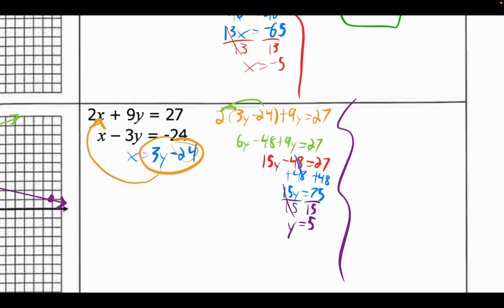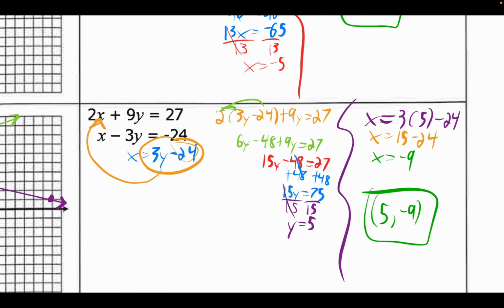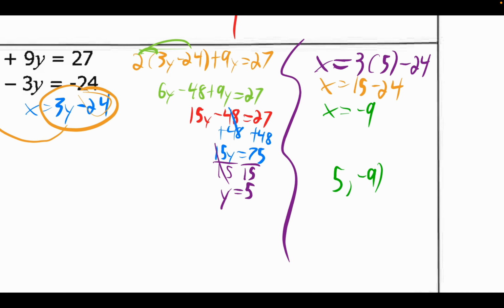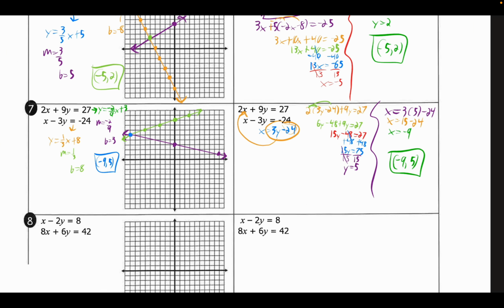And now I plug this in. I'll plug it into my newest equation that I did. X equals 3 times 5 minus 24. 3 times 5 is 15, and 15 minus 24 is -9. And I get 5 comma -9 again. I said 5 comma -9. That was backwards. X comma y, -9 comma 5. I believe that was 3 different mistakes I made on that problem. Man, being human is hard.